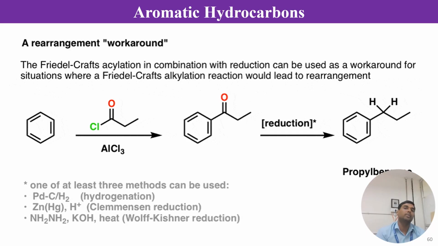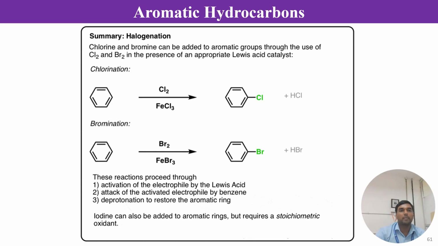Now, if you want to prepare n-propyl benzene, what do you have to do? You have to take CH3CH2COCl and react with aluminum chloride. You can get this kind of acyl product, and then you have to do the Clemmensen reduction, zinc amalgam and HCl, so that you can get that n-propyl benzene.